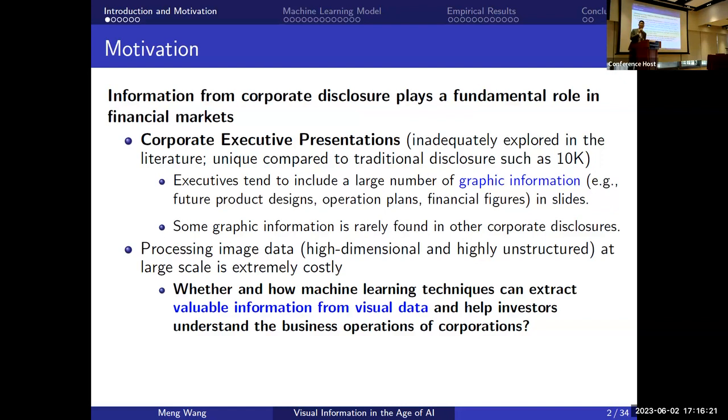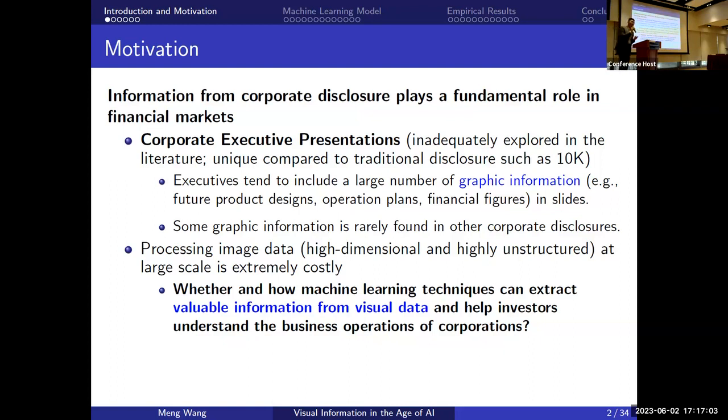We know that from finance and from the literature that information from corporate disclosure plays a fundamental role in financial markets. So for example, there's a lot of literature and so much evidence showing that the market responds strongly to the information from CT or earning flow. And those information could be either quantitative information like financial ratios or numbers, or textual information like sentences. So in this paper, what we want to do is study a very unique and interesting corporate disclosure that has not been widely explored in the literature.